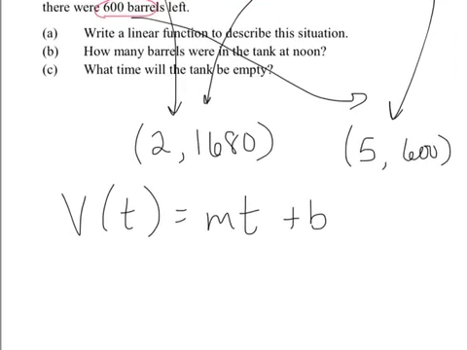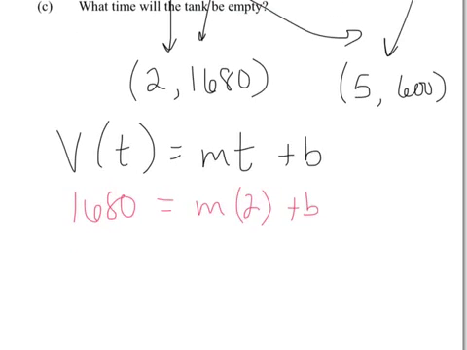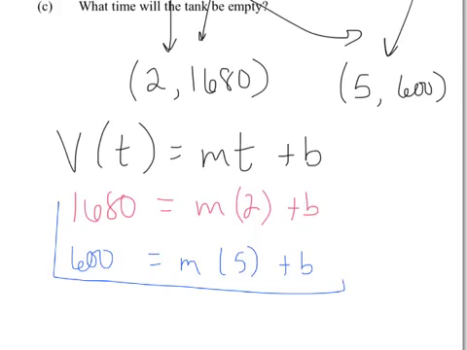So for this situation, we can simply plug in. We could say, all right, well, we got 1,680 barrels left after 2 hours. That's the first scenario. And the second scenario says that we've got 600 barrels left after 5 hours. Well, take a look at this. We've got a system of equations here. We could solve this simultaneously, either by using elimination or by using substitution. Personally, it's simple to use elimination.